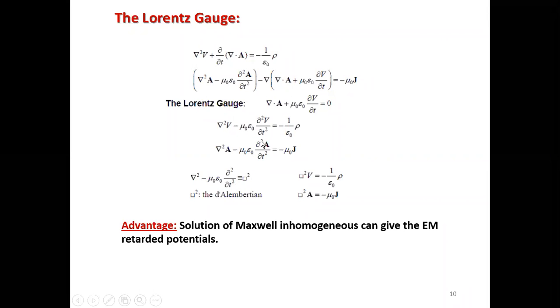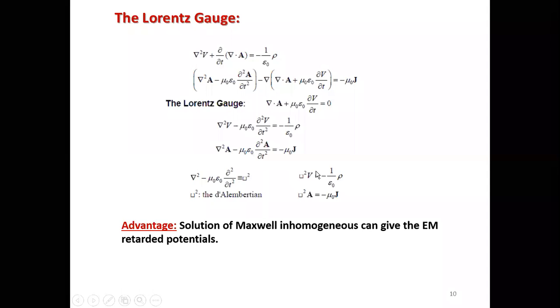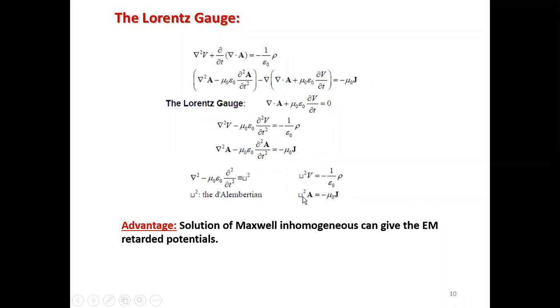OK, this one equation is in terms of the potential, scalar potential, and another is for the vector potential. So we can simply write this equation as d'Alembert of V equals to minus 1 by epsilon naught rho, and d'Alembert of A equals to minus mu 0 J.